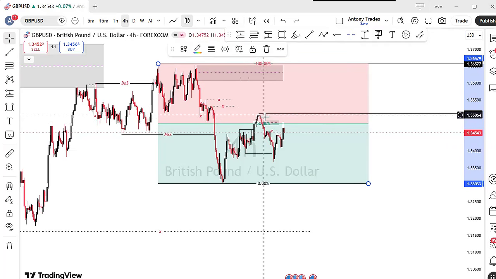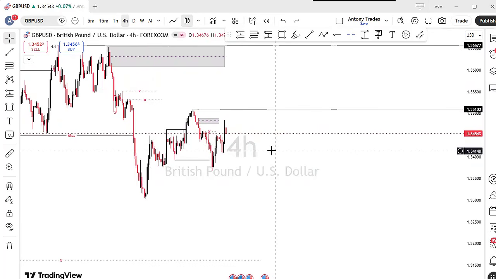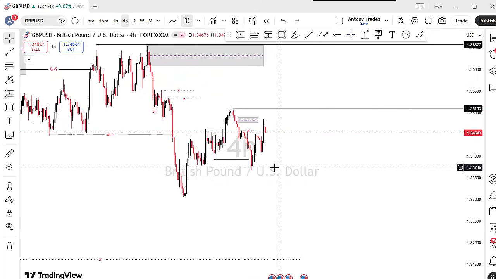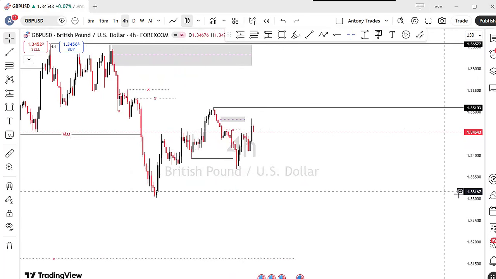After coming to the 50%, it gave us this internal change of character here. Okay, so this is why, remember, we are saying the EURUSD, that fair value gap the EURUSD is reacting from, it might push this market to the downside. Why are we saying that?